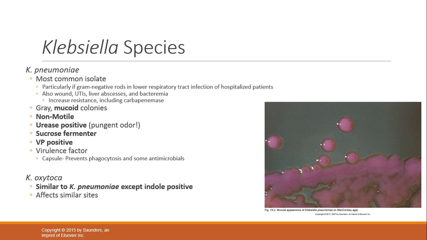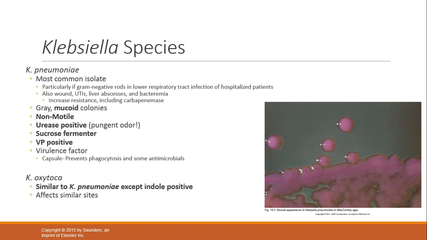So Kleb-pneumo is your most common isolate in this group, in this genus of Klebsiella. We see a lot of it in lower respiratory tract infections and urinary tract infections. It's gray on sheep blood agar, large and gray, but a lot of times it's described as mucoid. That's that runny, snotty looking one. So here's a picture of it. It looks very shiny and very wet.